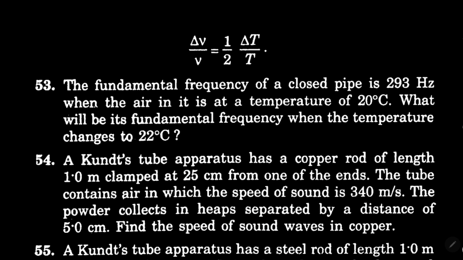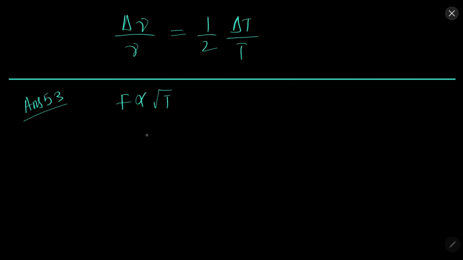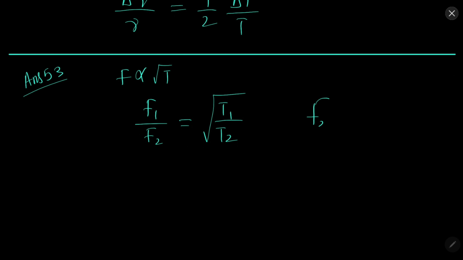In question 53, fundamental frequency of closed pipe is given to us. What will be the fundamental frequency when temperature changes to 22 degrees Celsius? Solution 53. Again, frequency is proportional to square root of temperature, f1 over f2 equals root T1 over T2. So from putting all the values, f2 will come out to be 294 Hertz.